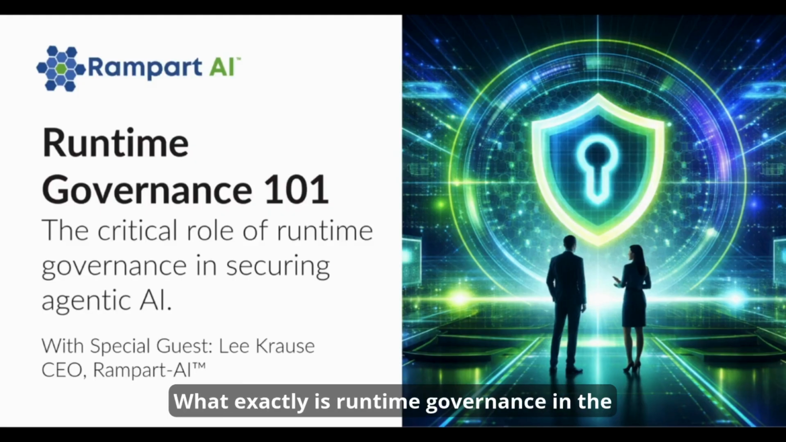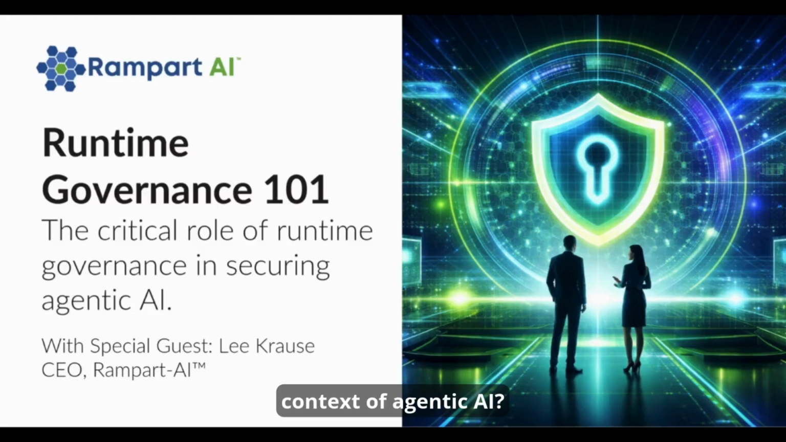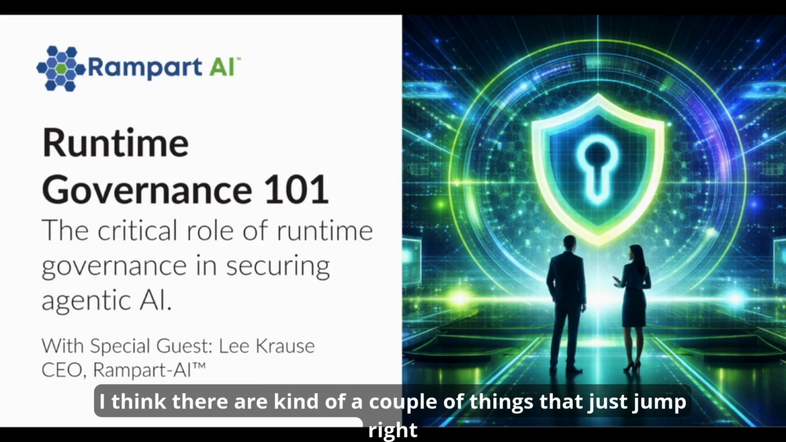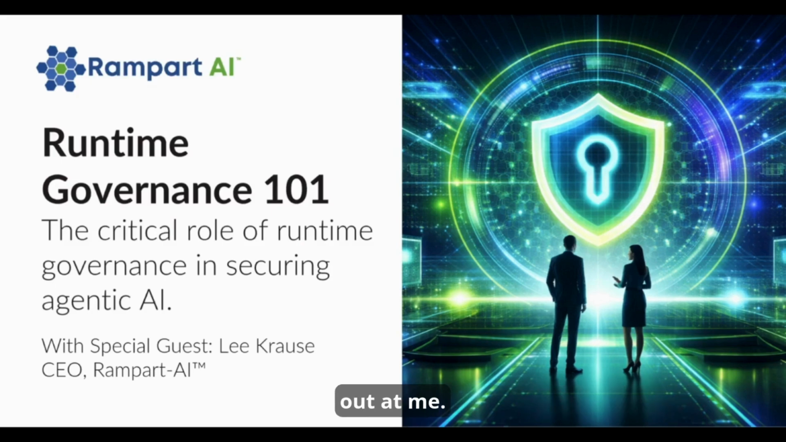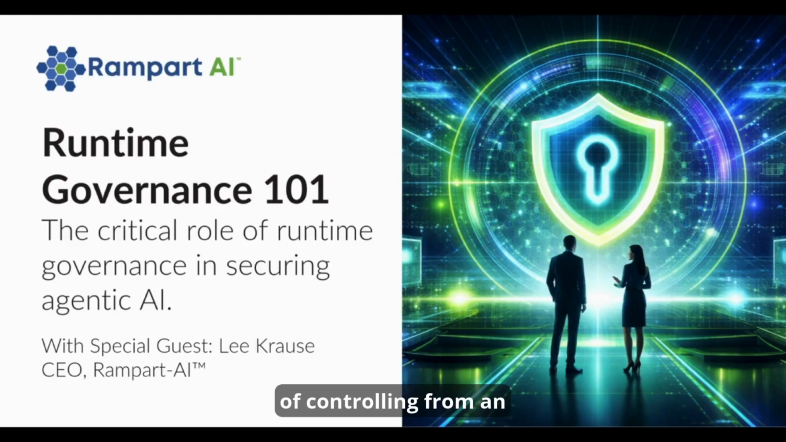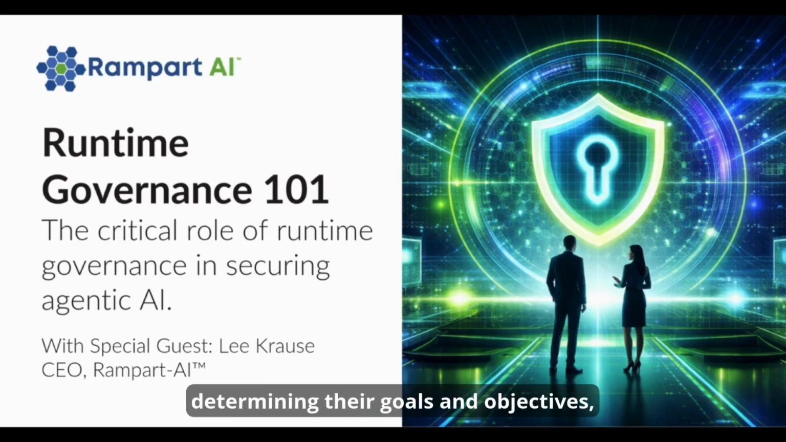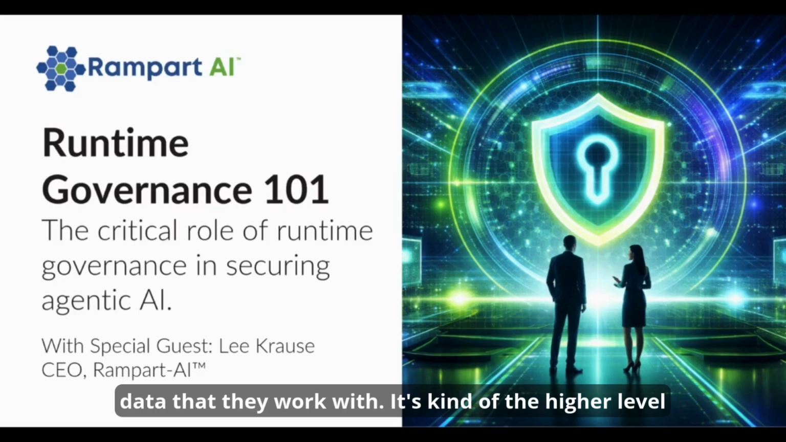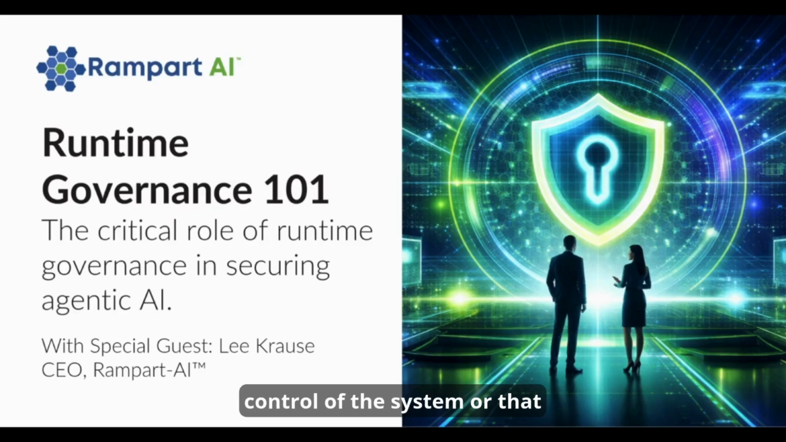Let's jump right in. What exactly is runtime governance in the context of agentic AI? So when you talk about runtime governance for agentic AI, a couple of things just jump right out at me. One is that governance is looking, from an enterprise standpoint, at controlling how agentic systems are used, determining their goals and objectives, the tools they can work with, the foundation models they work with, and the data they work with. It's the higher-level control of the agentic system itself.